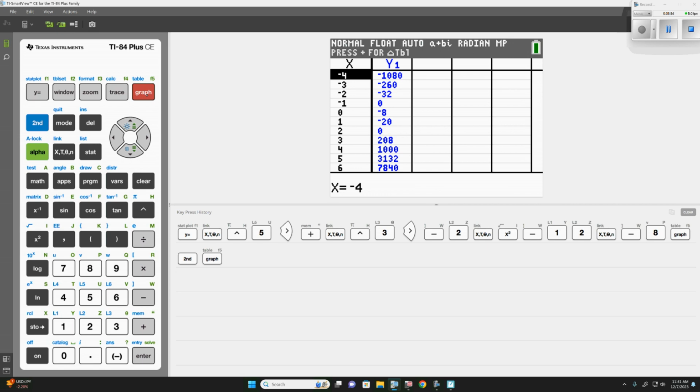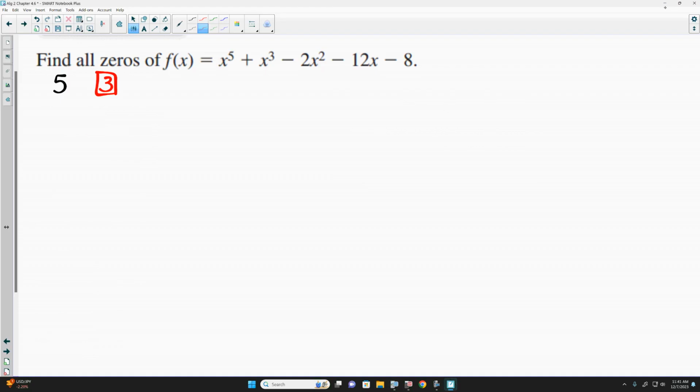So if we go second graph, second table, we do see at -1, the y value is 0. -1 is a solution because its value of y is 0. At 2, the y value is 0. So for our solutions, we know x is equal to 2, and x is equal to -1. And at this point here, we will start our synthetic division.